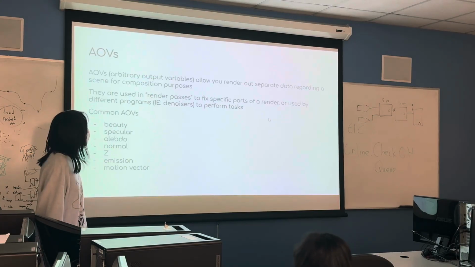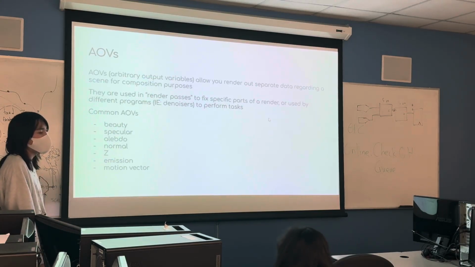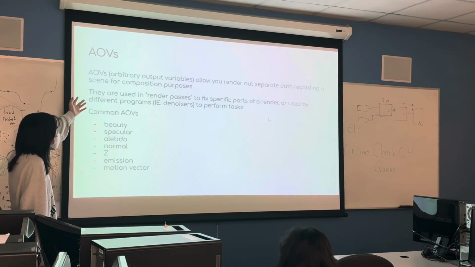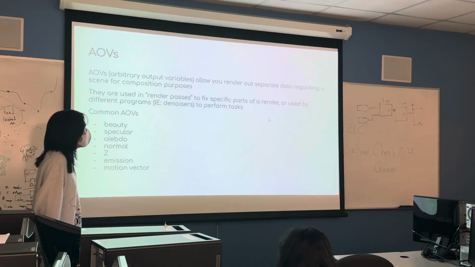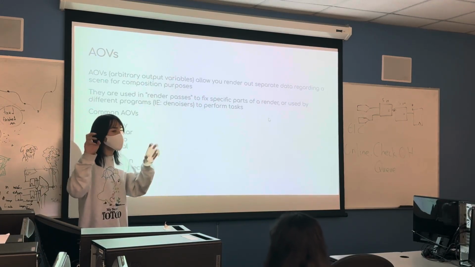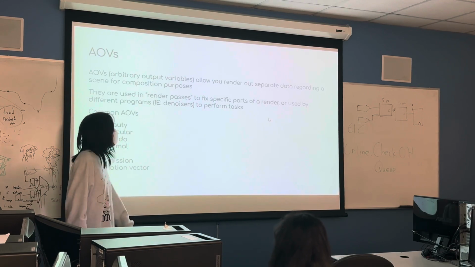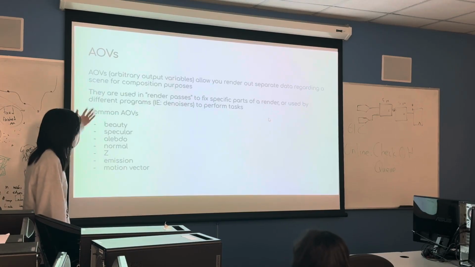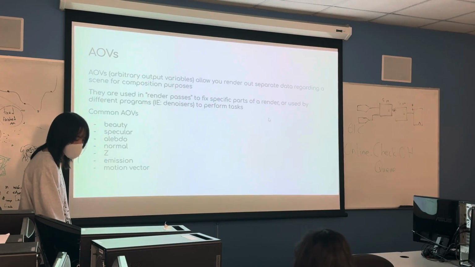So AOVs, what are AOVs? You can store these in EXR files, but what are they? AOVs stand for arbitrary output variables. They basically allow you to render specific data into its own AOV, or render layer, essentially. And it's really useful for compositing. For example, here are some common AOVs. I think a visual example is a lot better.